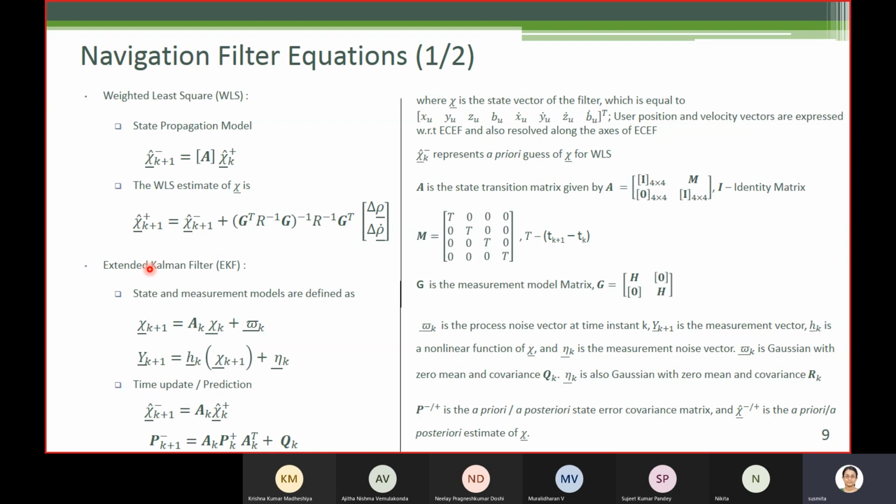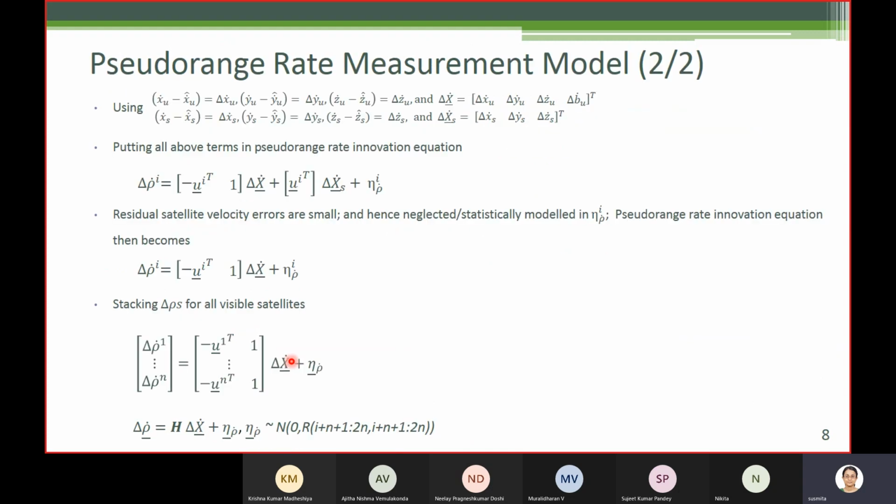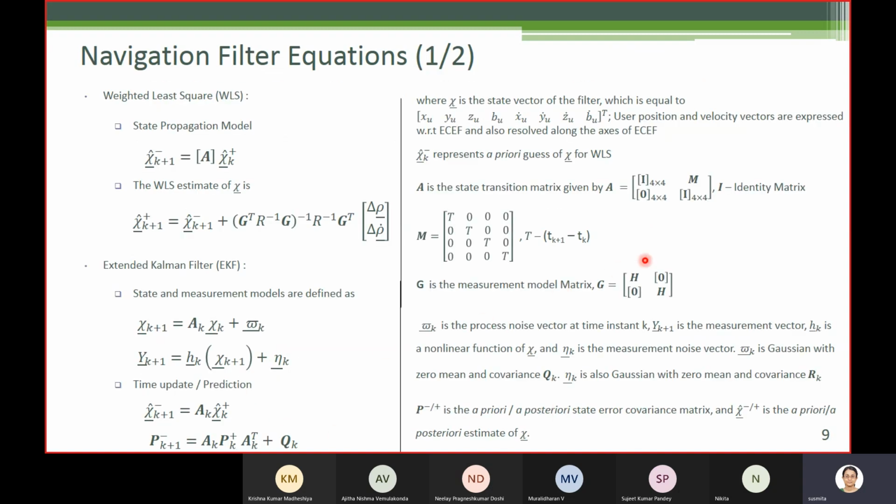We know the equations for the extended Kalman filter and for the weighted least squares. We just needed the A matrix, the state transition matrix. We also need a linearized version of this H function, which is a nonlinear function that we have already got for delta rho and delta rho dot separately. Here we need to put them together, delta rho and delta rho dot. That becomes the linearized measurement model matrix.